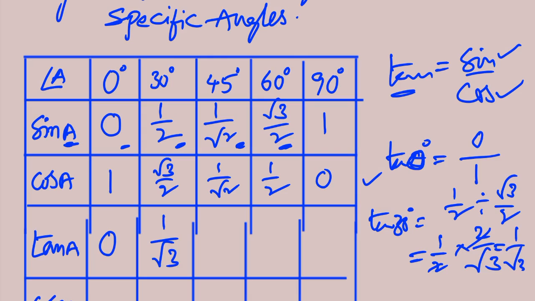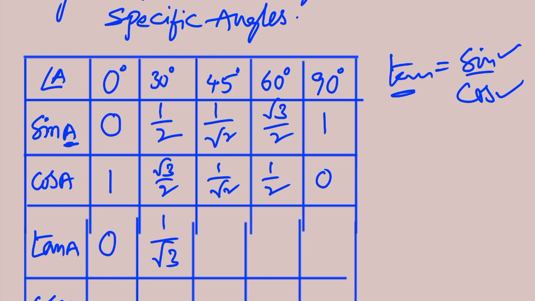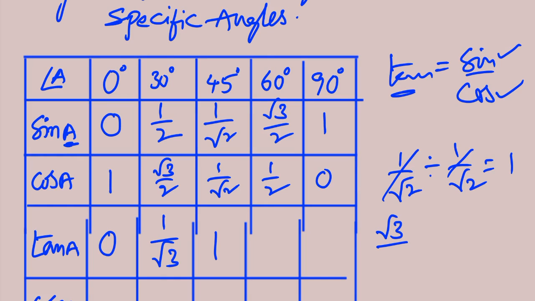And at the same time, if you want tan 45, that means sin 45 value 1 by root 2 divided by cos 45 value, also 1 by root 2, and both get cancelled, finally 1. So tan 45 is 1. And what is tan 60? Tan 60 is sin 60, root 3 by 2, divided by 1 by 2, that is root 3 by 2 into 2 by 1. Both get cancelled, finally root 3.